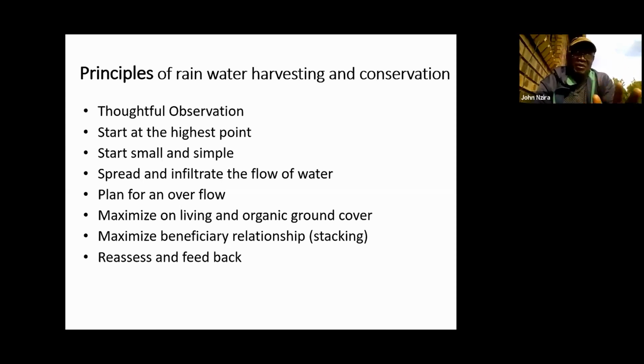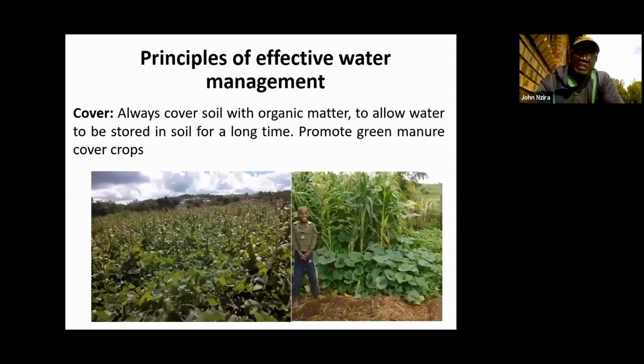Reassess and give feedback on the system, whether the system is working or not. Work out how you can repair the system, how you can make the system effective. So by looking at this, we are saying cover is the most important thing that you can do. One, it is a promotion of healthy soil, and you are allowing water to go into the ground.